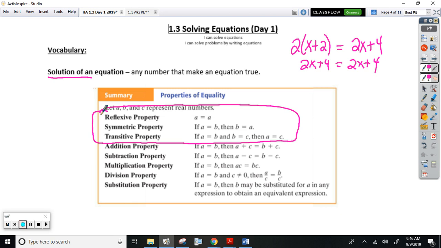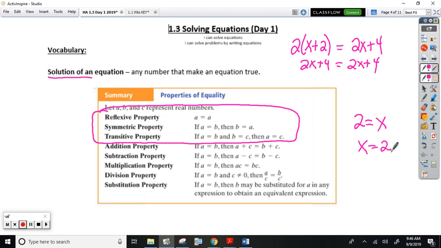The reflexive property just tells you that something is equal to itself. 2 is equal to 2, x is equal to x. The symmetric property allows you to switch them. So the most useful one is if you were to get 2 equals x at the end, most of your algebra teachers would make you flip that around and make it x equals 2. That is the symmetric property.